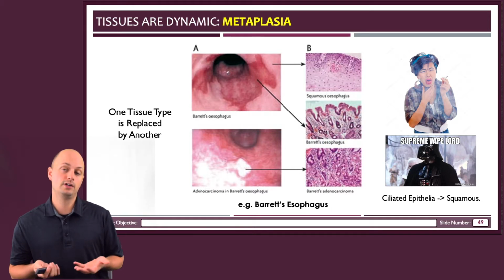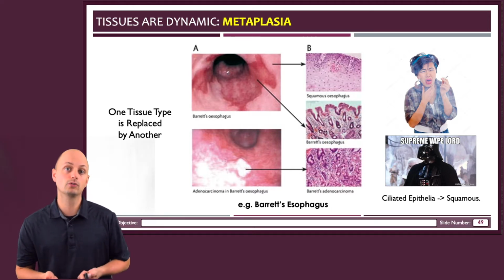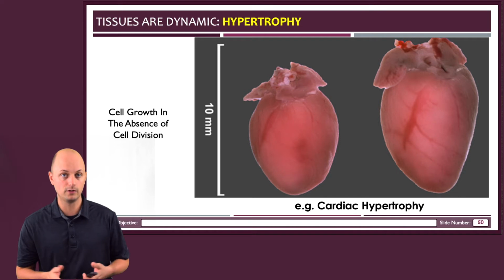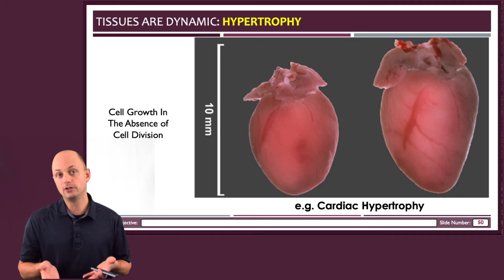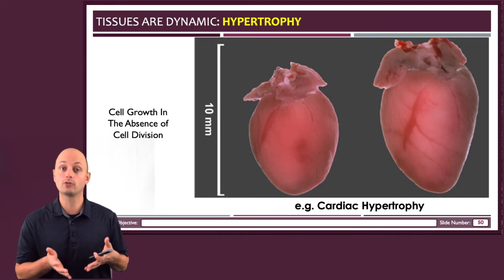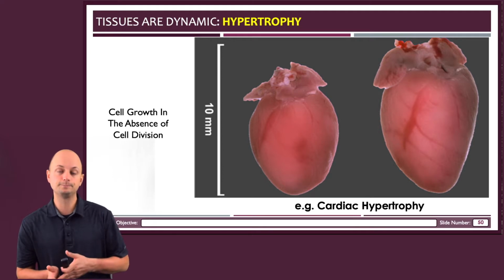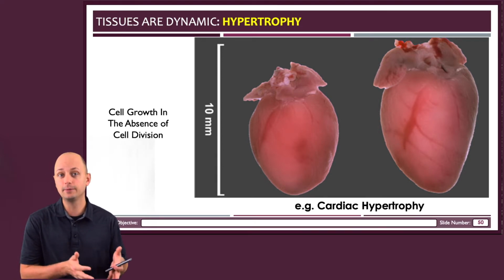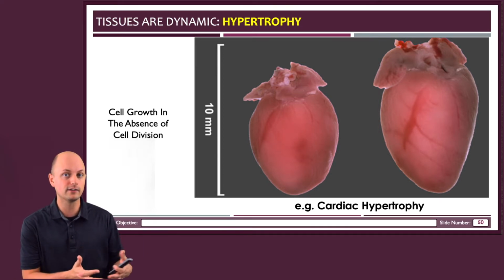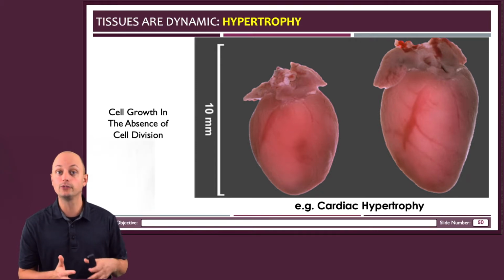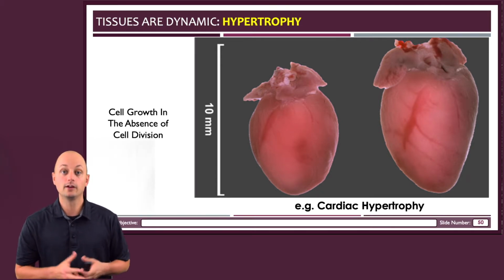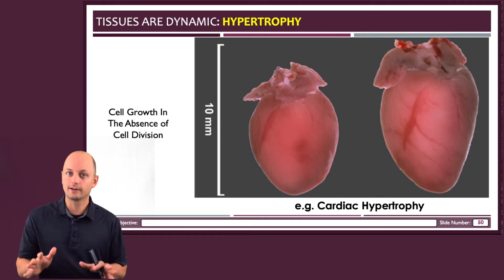Hypertrophy is another type of tissue transformation, which is when a tissue grows because the cells become larger. The phrase that people often use to describe hypertrophy is cell growth in the absence of cell division. Hypertrophy can happen in many places and for a number of reasons, but it generally follows the use it or lose it principle. In other words, the more you use something, the bigger it gets. But of course, there are exceptions.